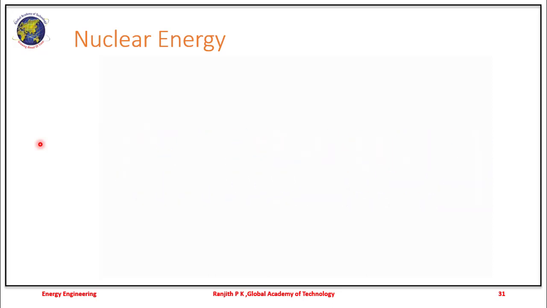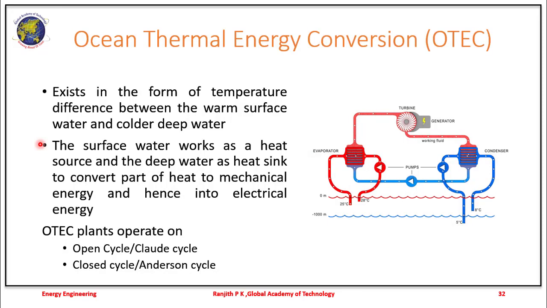So that was a nutshell of how the nuclear energy works. The next method of green energy is the ocean thermal energy conversion, or in short OTEC. This is basically utilized in the form of temperature difference between the surface water, which is at a little higher temperature, and the deep water, which is at the lower temperature. So this temperature difference could be utilized to generate power in a conventional turbine.